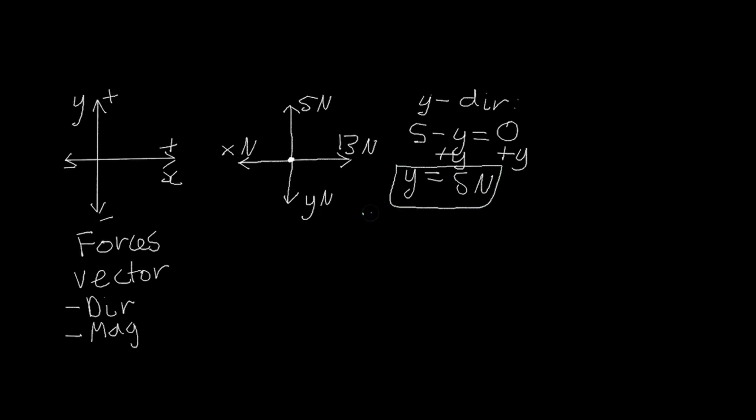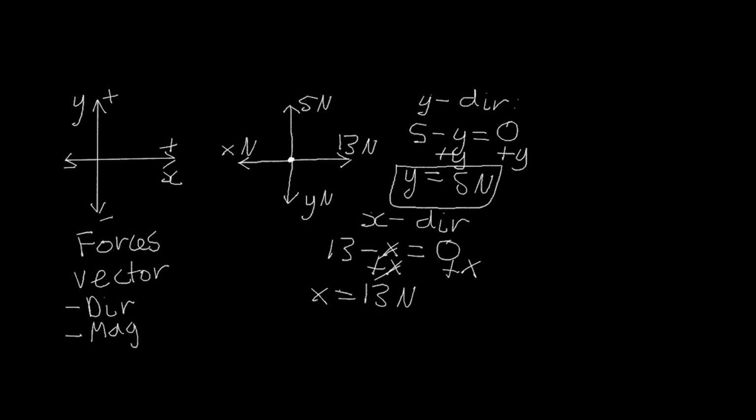And now we have to do the exact same for the x direction. So 13 newtons works in the positive direction, so it's plus 13, so we just write 13. And then x newtons works in the negative direction, so we write minus x newtons. And once again, this particle is not moving in any direction, whether it's horizontal or vertical, so the horizontal component must also equal 0. So then we plus x to both sides, and you get x must be equal to 13 newtons.